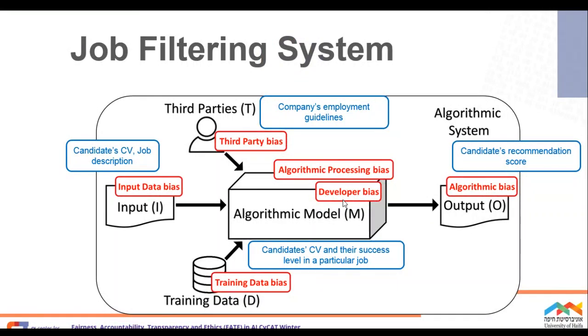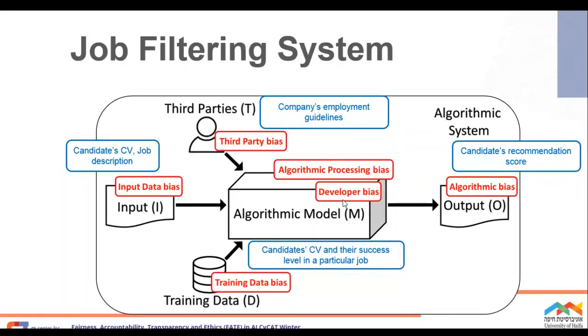So if we're looking at a job filtering system, we may see that the training data may be a set of candidates and their job applications and whether they were selected or not for specific positions. Now, a bias that may be introduced there, we can take the gender bias. If the majority of the candidates that were selected for a specific position are men, and the candidate applying to the job is a woman, then potentially she will be rejected just because in the training data the vast majority were men.